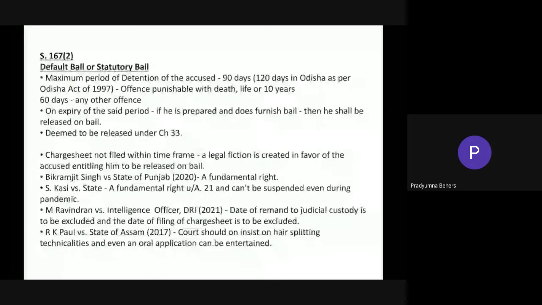Now comes R.K. Paul versus State of Assam, which is another landmark case, which says whether default bail can be granted on oral application of the accused. In this 2017 judgment, the court observed that the court should not insist on hair-splitting technicalities, and even on an oral application, a default bail application or a statutory bail application can be entertained.